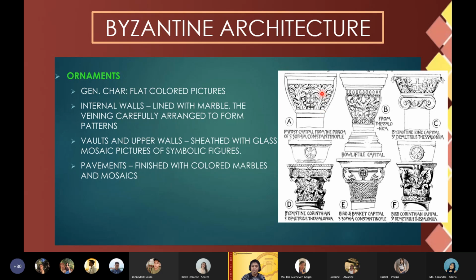You can see this in the book The History of Architecture by Sir Banister Fletcher. You can see these examples there. Okay.